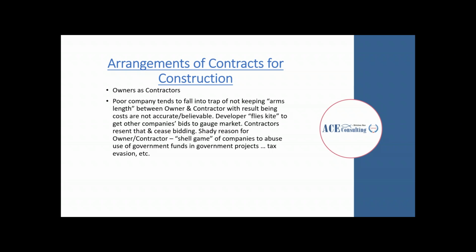Sometimes the mentality of not keeping an arm's length between the owner and contractor can result with costs that are not necessarily accurate or believable. With that much skin in the game, so to speak, the owner leads themselves to unreliable record keeping. They may find themselves in a position where their own internal structure is not accurately representing things for their own self-image benefit.